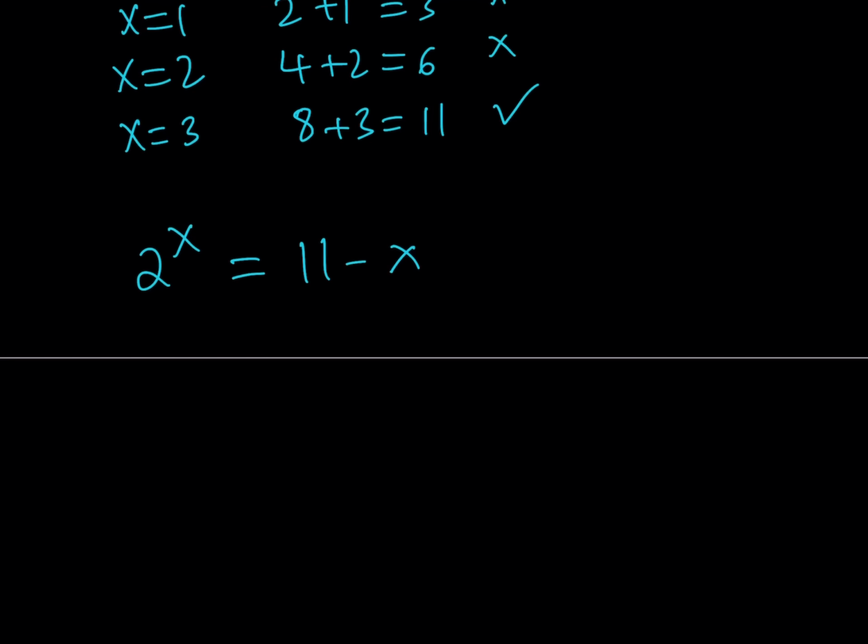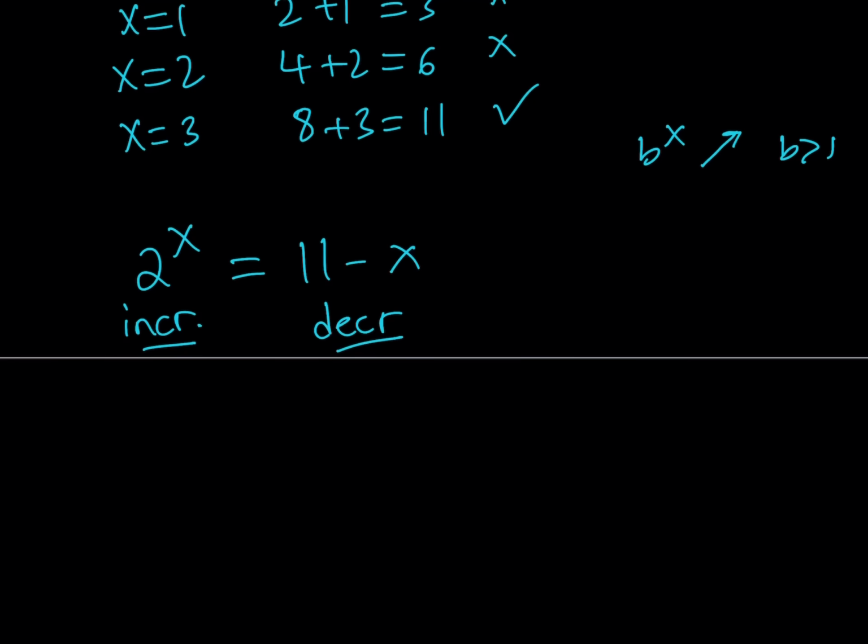And what is the critical part here? The left-hand side is increasing because when the base is greater than 1, b to the power x is an increasing function if b is greater than 1. And as you know, it's decreasing if b is between 0 and 1. So in this case, we have an increasing function. So this function is increasing. Let's just use INCR for increasing. And 11 minus x is a line with a negative slope. Therefore, it is a decreasing function. Now, what happens if you have an increasing function and a decreasing function intersecting at a point? That is going to be the only intersection point.